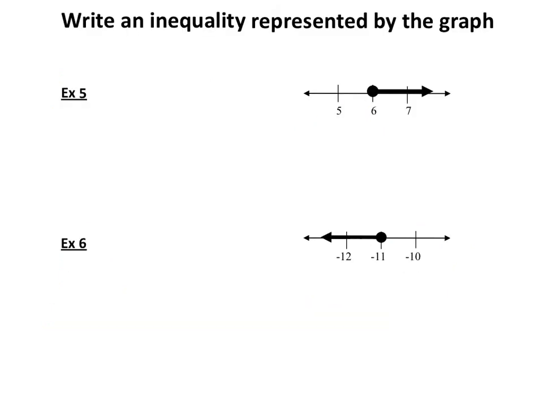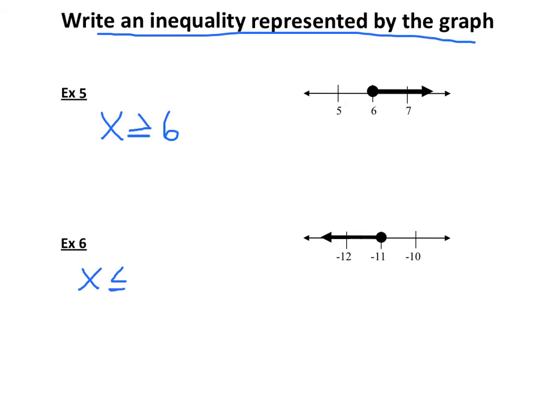Okay, example 5. We have a graph, so draw this graph in your notes, and you can see that you are going to now write an inequality represented by the graph. So I'm going to use x, and my arrow is going to the right, which means x is greater than, I have a solid circle, so it's greater than or equal to 6. For number 6, I'll start with the x. This time x is less than, because I'm going to the left there, or equal to, because I have a solid circle, negative 11. So it's just being able to read these graphs and write an inequality from the graph.